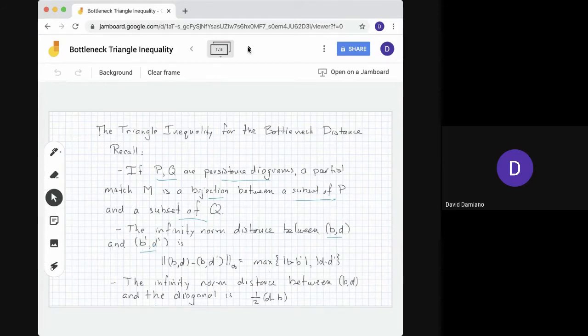the maximum of the absolute value of the difference in b values and the absolute value of the difference in d's. We also need the infinity norm distance between (b, d) and its nearest point on the diagonal, and that's 1/2 (d minus b).